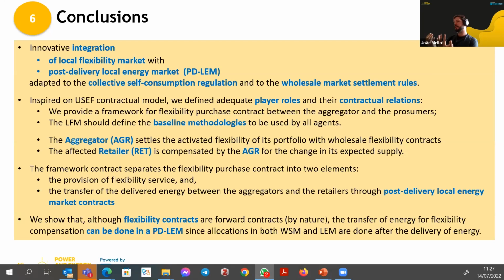And also, we think it's interesting because we show that although flexibility contracts are forward by nature, because we are dealing with energy that will be delivered in the future, this specific point, the compensation of the energy activated, is not. This specific point can be solved after the delivery of energy, which makes everything a lot simpler.